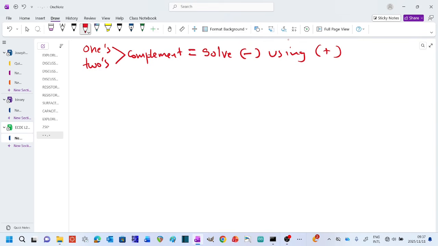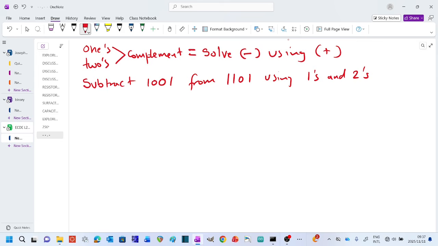A subtraction problem would be, for example, subtract 1001 from 1101. So we have this type of problem. I just selected a very simple problem: 1001 from 1101 using 1's and 2's complement. So we're going to use the two methods, 1's and 2's complement.